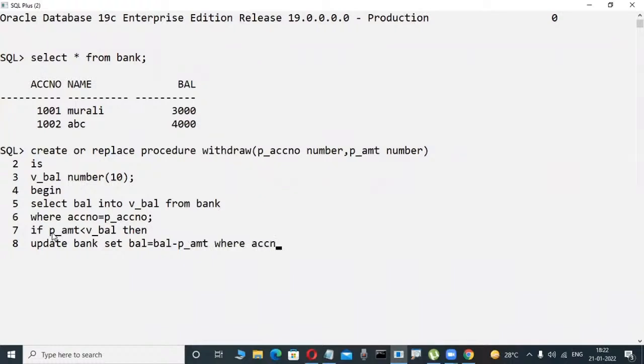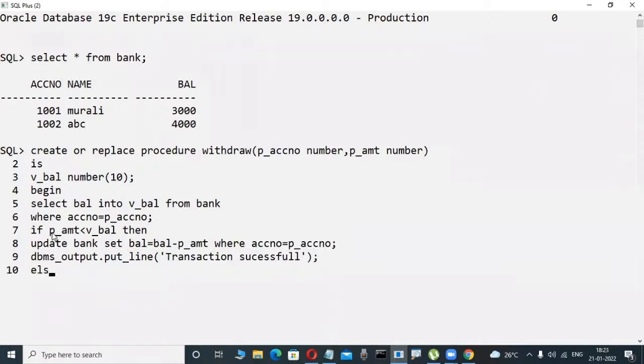Okay, fine. Now check it out. Some coding is there. Here I am writing some message, same like Java or .NET. Some messages I try to display: your transaction is successful. Don't worry about this one, just observe it here.